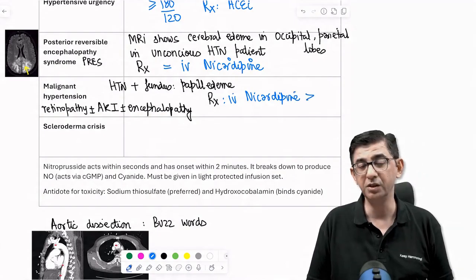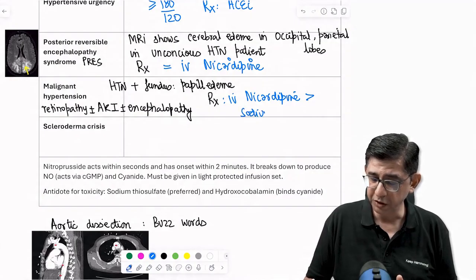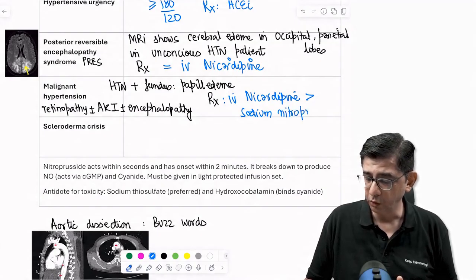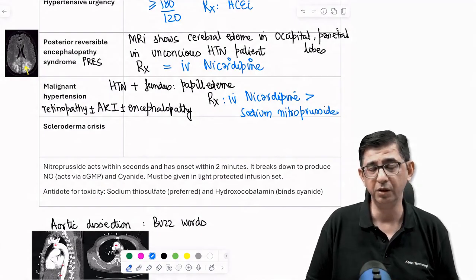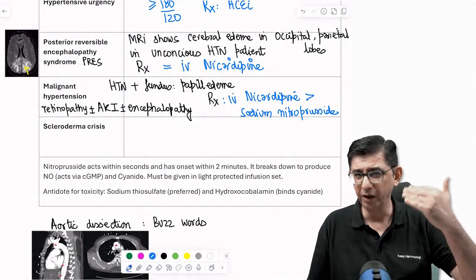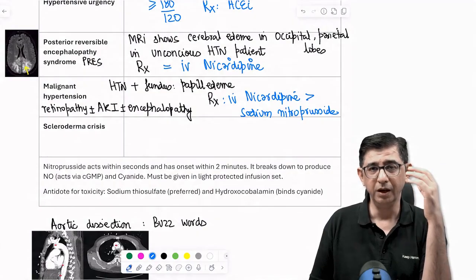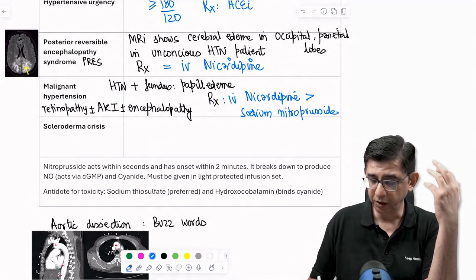However, you will notice that in some of the older MCQs, nicardipine is not given. So I want to make a mention of sodium nitroprusside as well. It is a very, very good drug. The only issue with nitroprusside is one, it can cause a very fast fall in blood pressure. That fast fall can sometimes be very unpredictably fast and can worsen the brain perfusion. Second, sodium nitroprusside has to be given through a light protected infusion set.